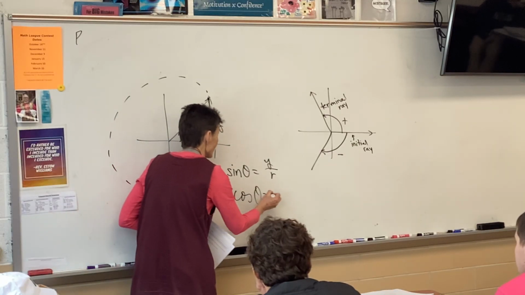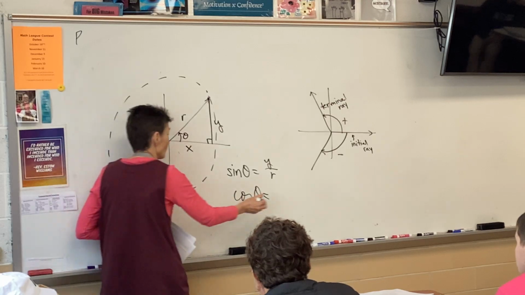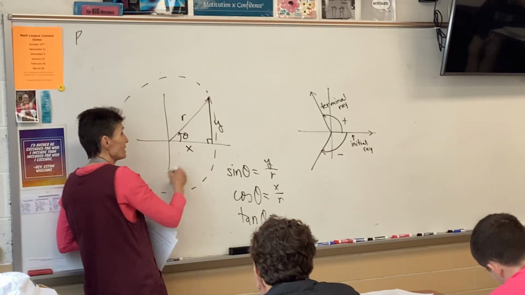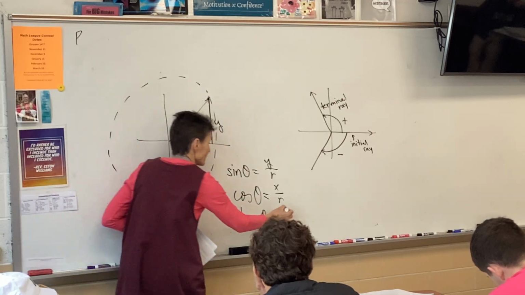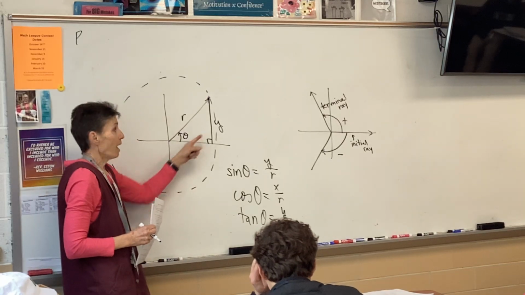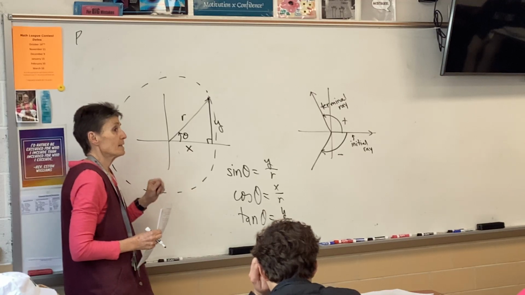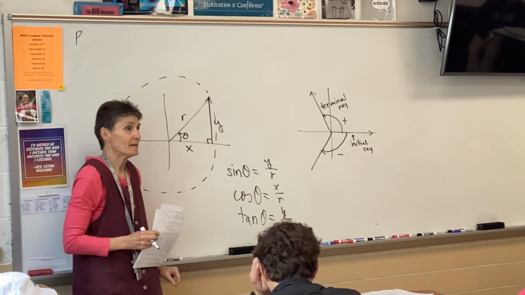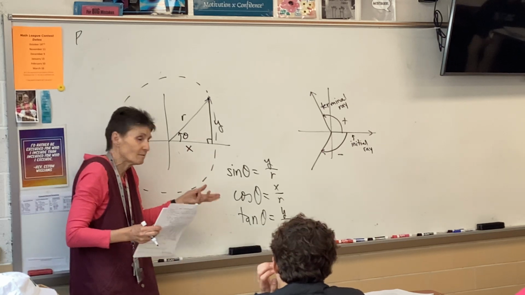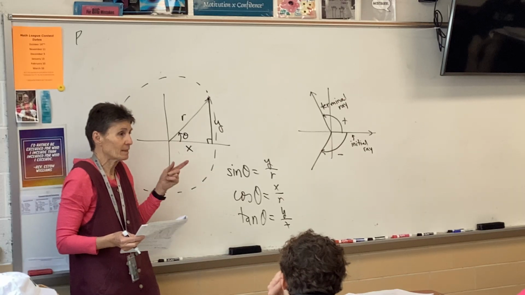Cosine is defined as, what do you think? Cosine is defined as x over r. And tangent is defined as y over x, same as it is in the unit circle. Opposite over adjacent. Now, can sine, cosine, and tangent be negative? Yes, we know that. What determines when they're negative or positive? Think of your unit circle. Why are some of them negative?